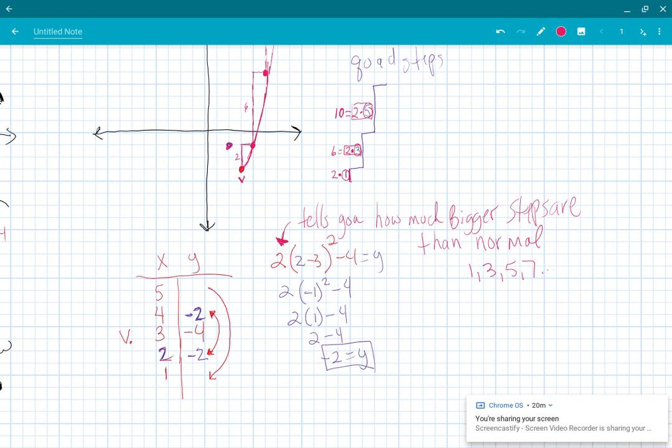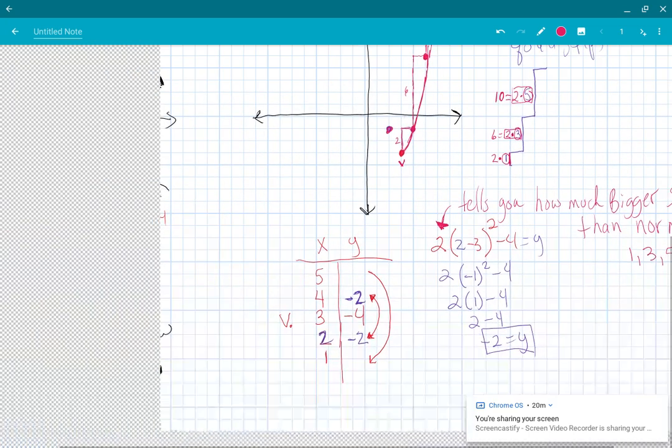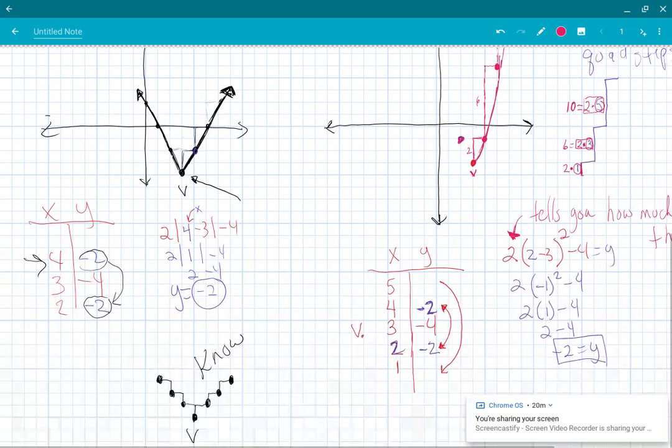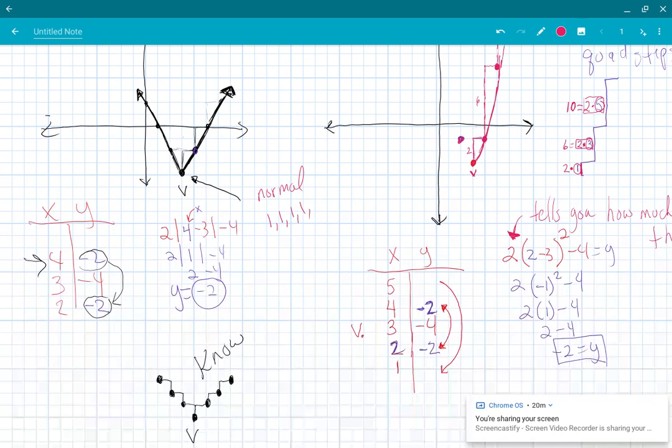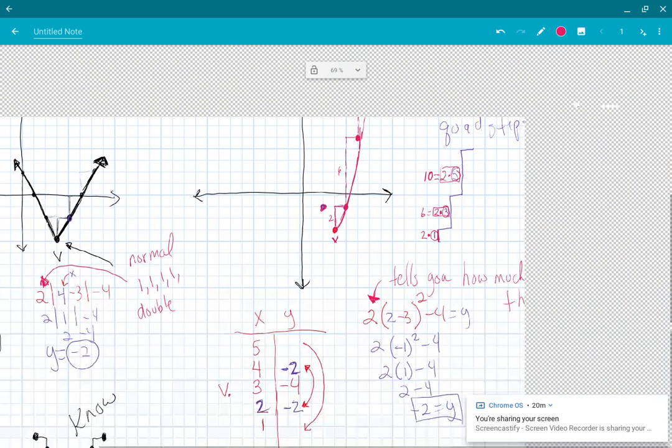Now the normal steps for absolute value are up 1, up 1, up 1, up 1. And what did this 2 say to do to those steps? It said what? Double them, right? Double 1. So that means the steps are 2, 2, 2, 2. Okay. All right, next we're going to graph the other side.